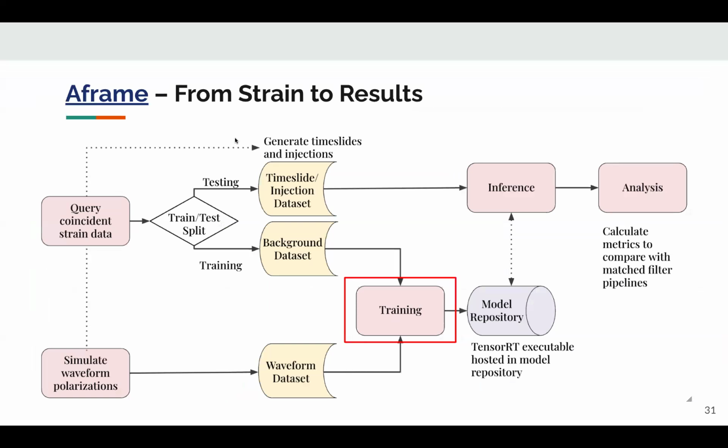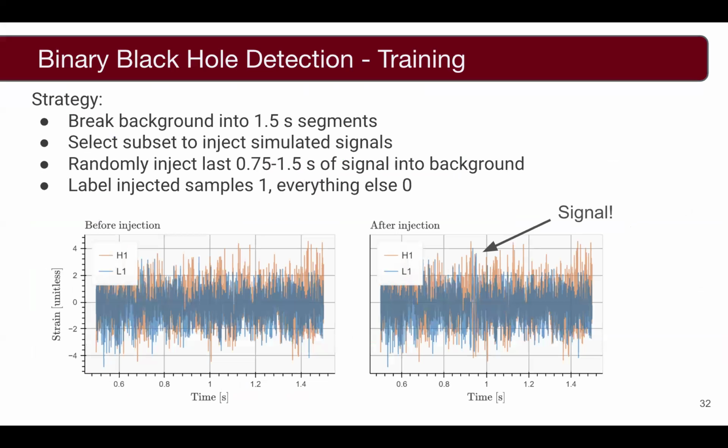Right, so once we have these data sets in hand, we can begin the training process. The general strategy is this. We're going to break our background into 1.5 second segments. I think I'm showing 1 second here. I think that's what I did in the notebook. In practice, we do 1.5 second segments.